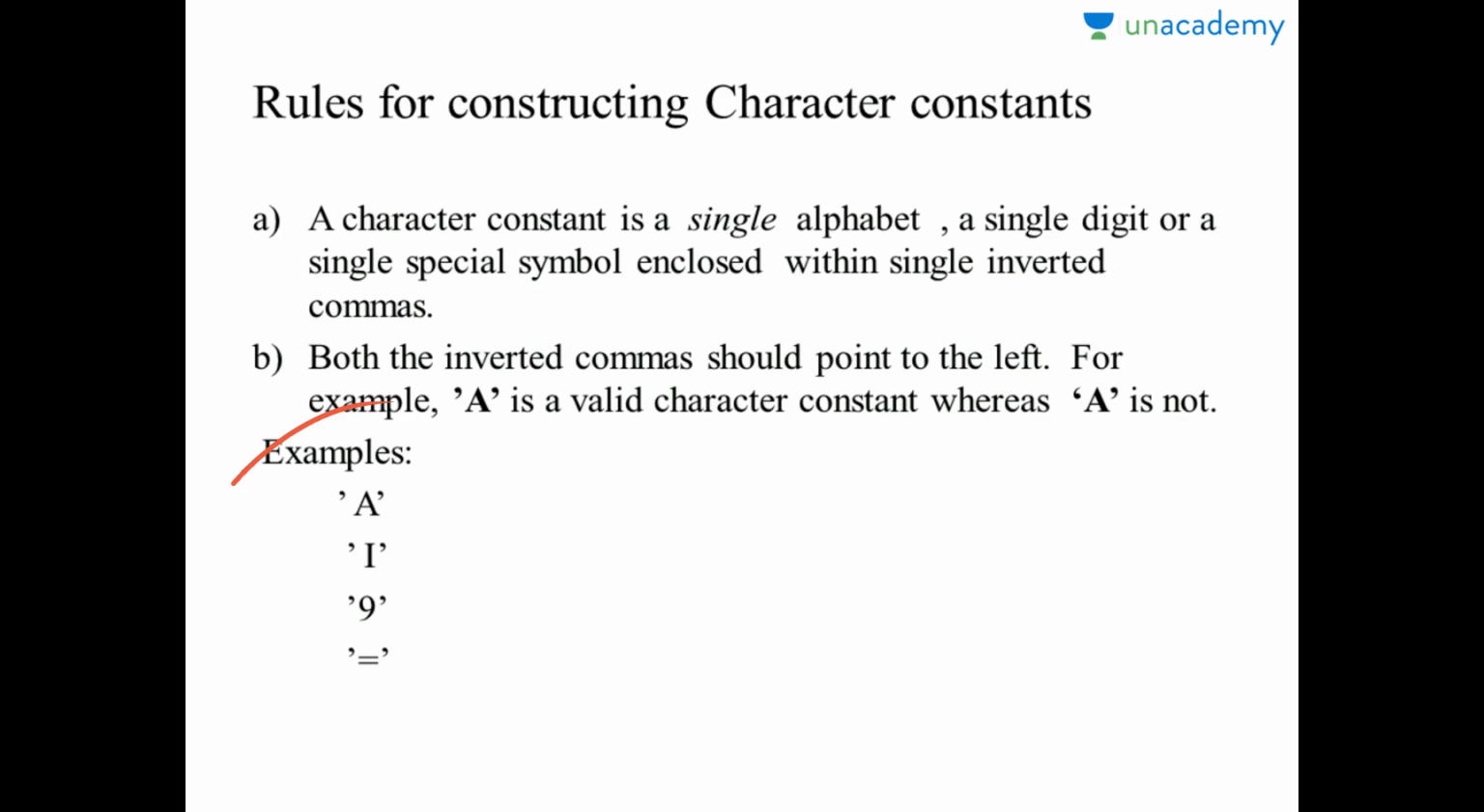These are some examples of a character constant, and we may continue the next part of this video in the next segment.